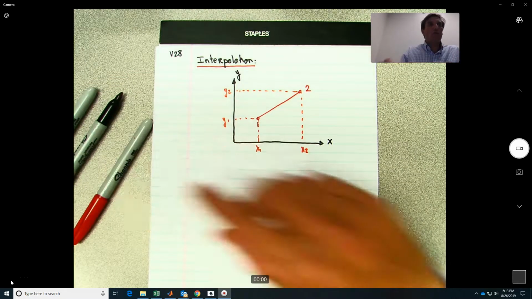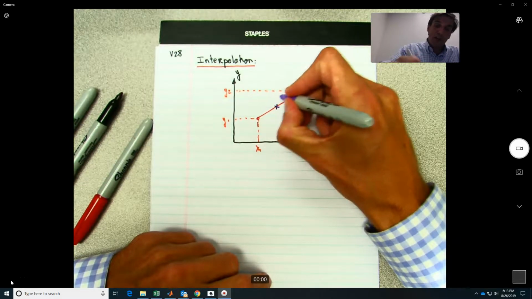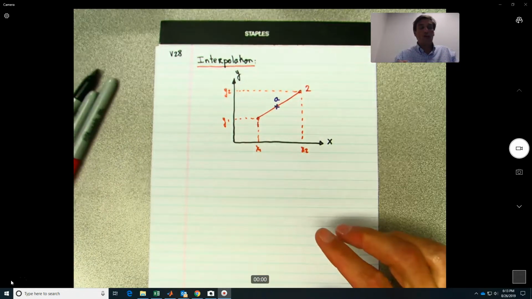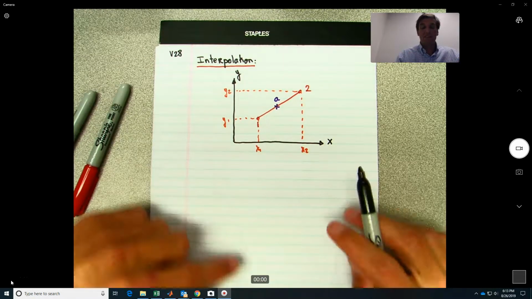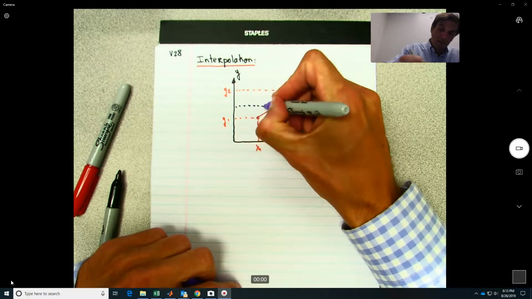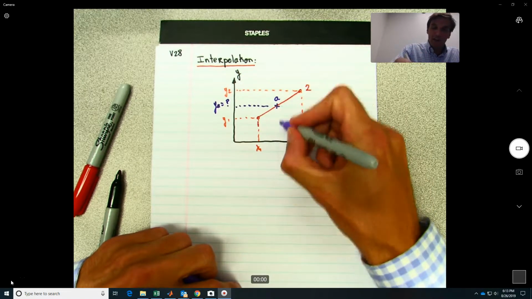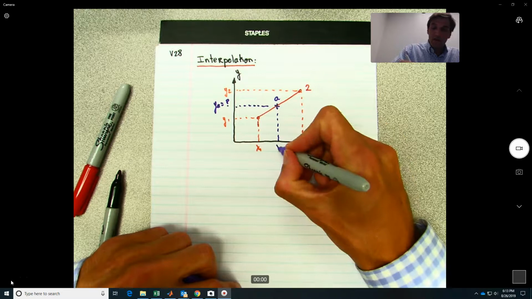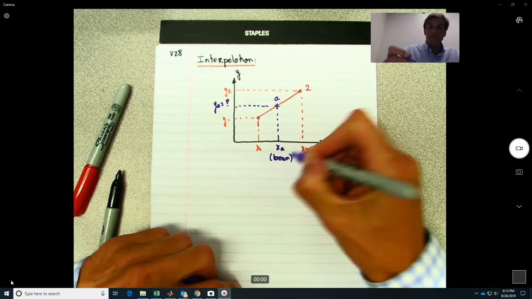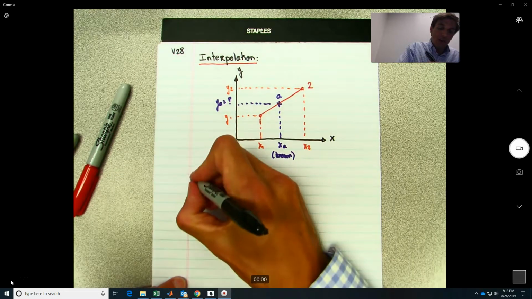But now let's say we want to find the value of a property at a point here, A. Okay? So what you try to find will always be on the y-axis. So we're trying to find y sub A over here. Okay, and x sub A over here is known. So let's see, what would y sub A be equal to?